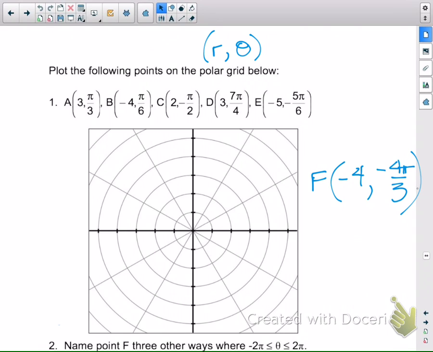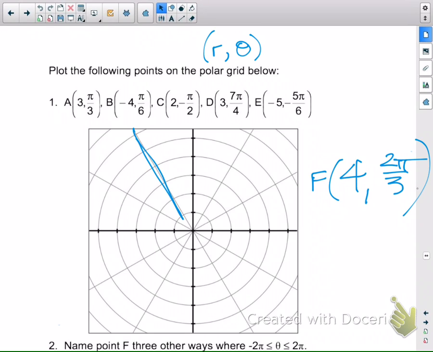Find your angle first, then go backwards from that because of the negative R. So first, I want to find where this point is. Where do I go first? Where's 2 pi over 3? Second quadrant right here. I've got positive 4, so that means I go along that exact line. Positive 4 is right there. Any issues with that point?